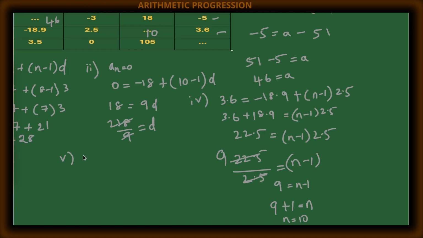So what do we have here? Okay, an is not there. So is a there? Yes, a is 3.5.